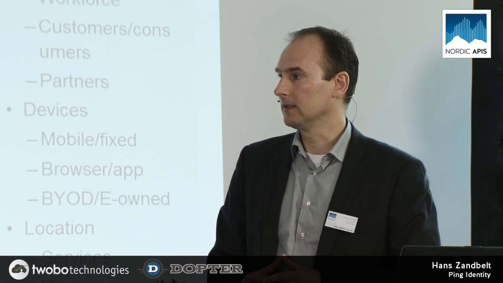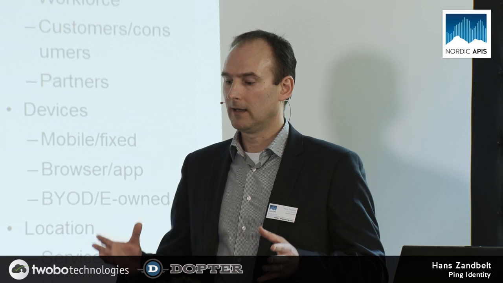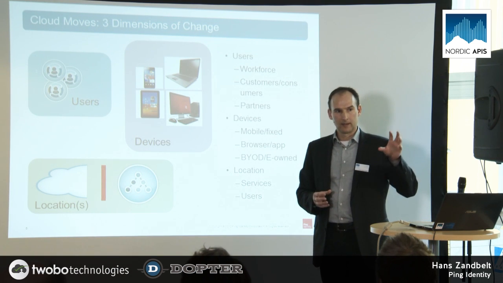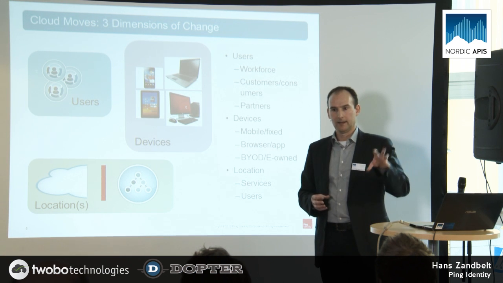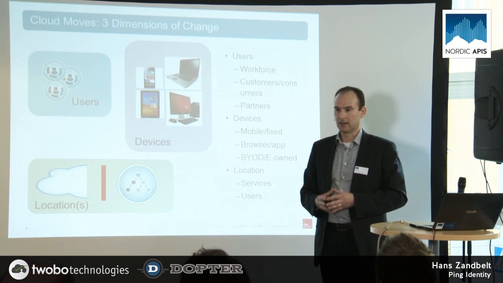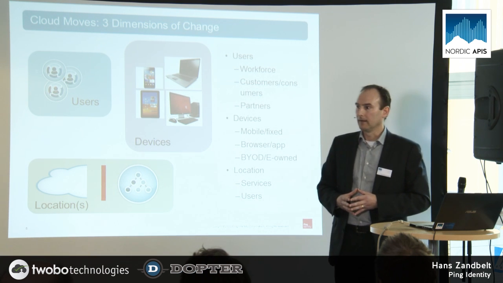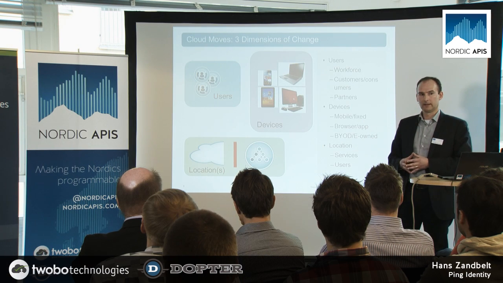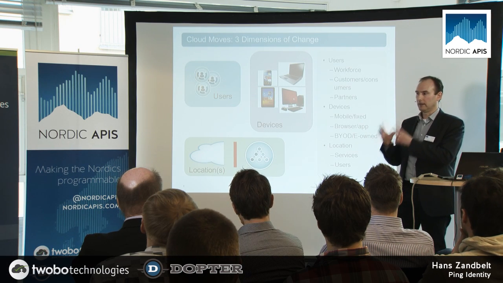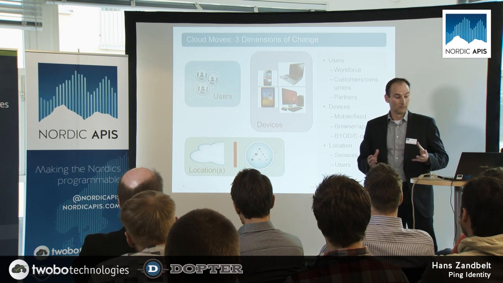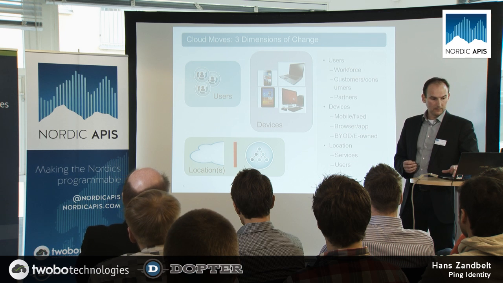And the third dimension is the location of users and services. Suddenly users can roam. They take their laptop, they take their mobile device, they go somewhere else, they get online, and they expect to access their applications just like they could do when residing within the corporate network. And the location of services has changed as well, right? Now we have a mix of services residing within the corporate network as well as services that are hosted in the cloud.